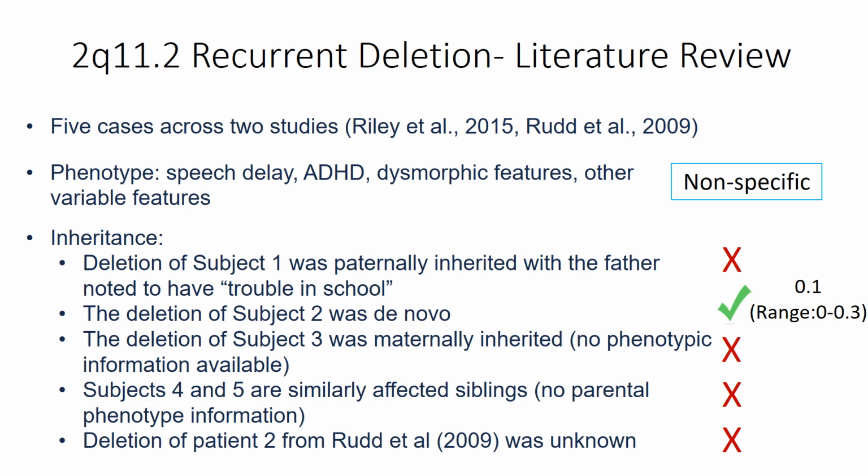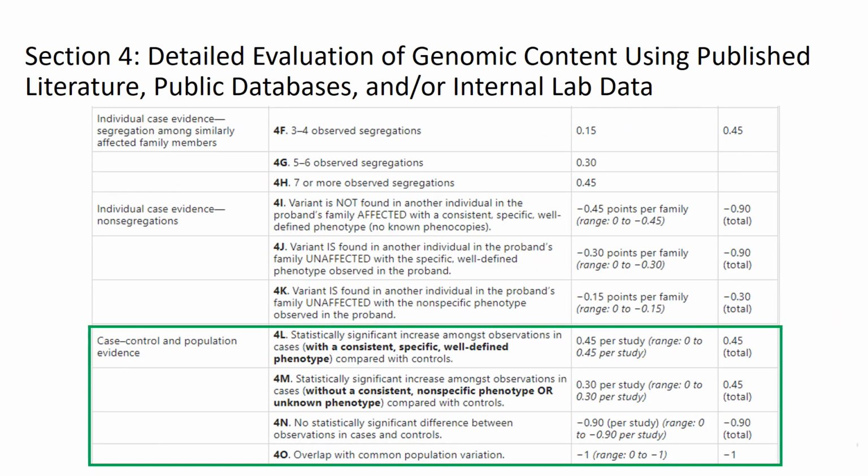So to summarize, the 2Q11.2 deletion has been reported in 5 cases in association with relatively nonspecific and variable clinical phenotypes. 1 case so far has been found to be de novo, giving this evidence 0.1 points. Moving on to Section 4L through O, let's take a look at the case control and population evidence for this deletion.